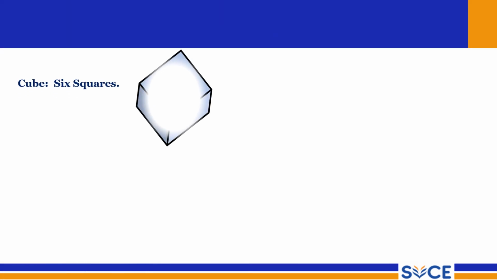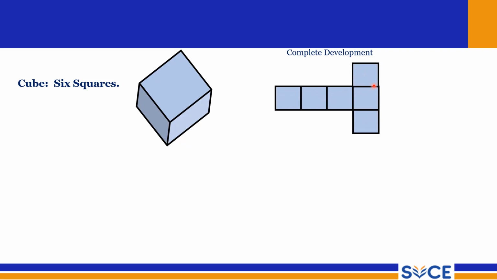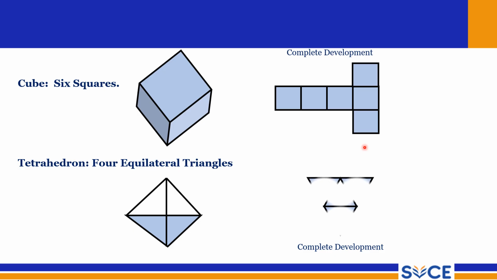So cube, it is a prism, it is a type of prism. So this can be developed like this. So you have four lateral faces, and top and bottom faces should be developed. Tetrahedron, it is made up of equilateral triangles, and you can just open like this and show.